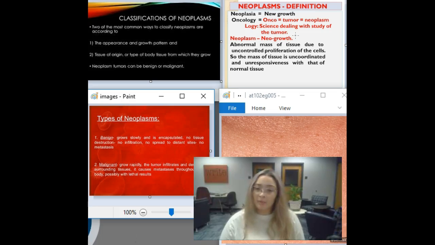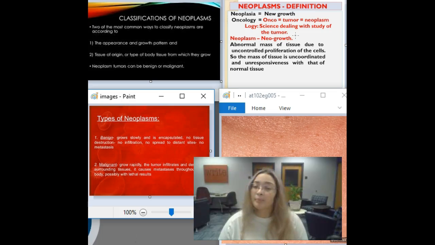So a neoplasm is an abnormal mass of tissue due to uncontrolled proliferation of the cells. So this mass of tissue is uncoordinated and unresponsive with that of normal tissue. Now, there are two types of neoplasms. Like I said, we'll be going over the benign ones this time. So in the lower left corner, we have that benign grows slowly and it's encapsulated. No tissue destruction, no infiltration, no spread or metastasizing to distant sites.